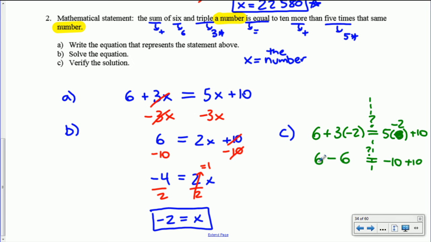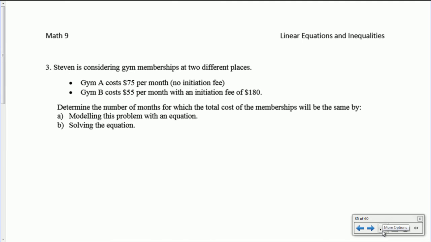So the left side, 6 minus itself is 0. And the right side, 10 minus itself is also 0. So 0 equals 0. That's a true statement. So x is negative 2 seems like it works. So looks like we got it right. All right, moving on to number 3.